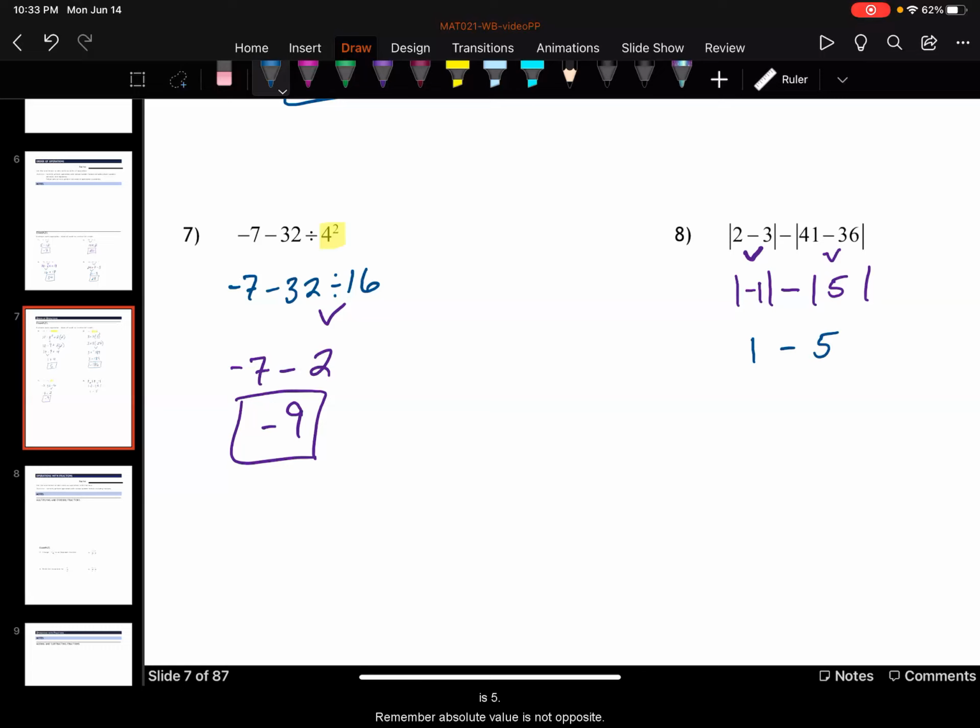Remember, absolute value is not opposite. It is the distance from 0. So absolute values, when we take them out, will always be a positive, not the opposite. Okay? So then 1 minus 5 will give us negative 4 for a final answer.